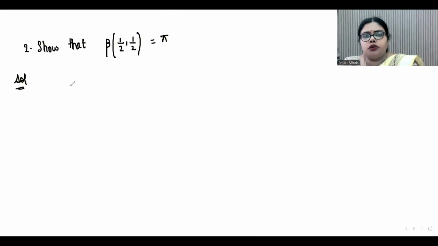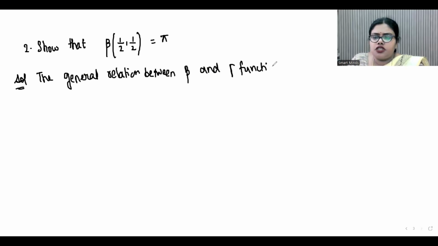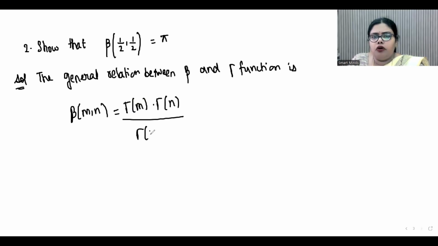Take the next question. Show that beta of 1 by 2 comma 1 by 2 is equal to pi. This question is also very important. So what is the general relation between beta and gamma? The general relation between beta and gamma function is beta m comma n is equal to gamma of m into gamma of n by gamma of m plus n.